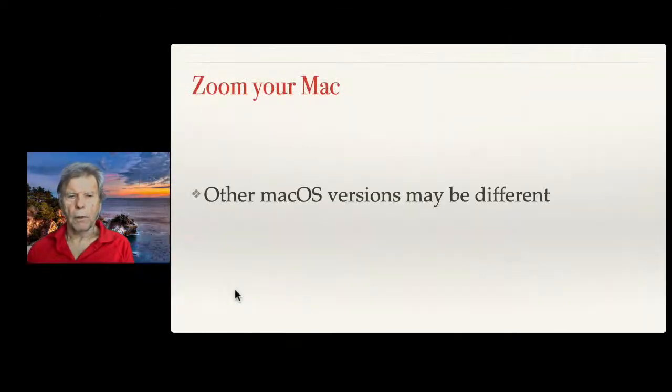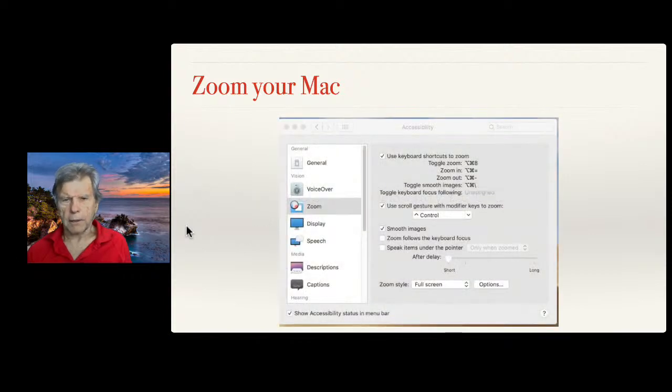So the other Mac OS versions may have a little bit of different options there. For example, Mojave looks like this. So you can see we have some extra things here. Toggle to smooth images, Option Command \. And then most of these others are the same. So don't be surprised if you're using an older version than Big Sur. I haven't checked Monterey to see if they've changed it again, which is quite possible. But hopefully we'll get the basics here that will allow you to use this great feature.